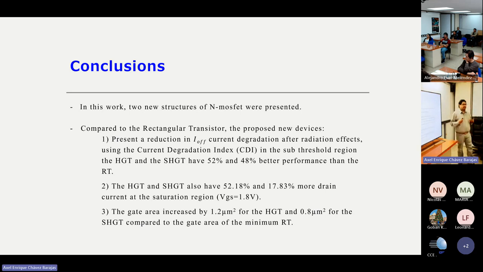Also, there is a trade-off. The gate area is increased in both devices. The Hall-less has an increase of 1.2 square micrometers in area compared to the minimal rectangular of the technology, and the semi-Hall-less has a 0.8 square micrometer increase in area compared to the minimum area of the rectangular transistor.